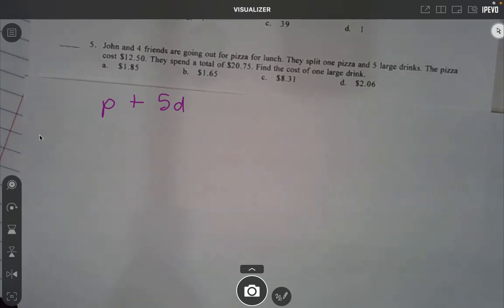The pizza costs $12.50. So I can erase the pizza and put what? $12.50. Since I already knew that cost. Okay? So my pizza and 5 drinks. And what is the total right here? The total is $20.75. Is everybody okay with how I set that up? Pizza and 5 drinks is going to cost that much. So how do I solve for D?